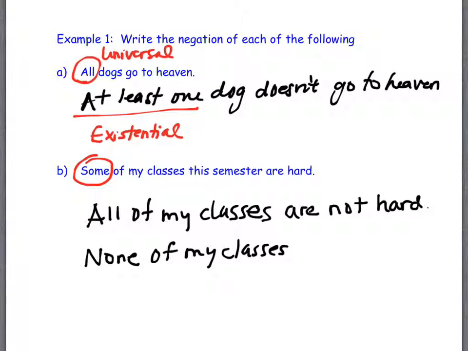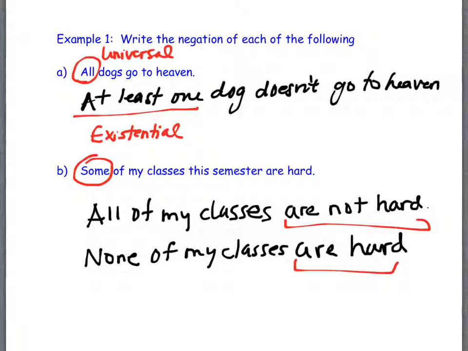If we chose to say none of my classes, what would we end with? None of my classes are hard. So notice the ends of these are different, right? Because the beginnings were. They have to be. And they have to be the opposite of what we were trying to convey, the opposite information that we were trying to convey with the original statement. So, all of my classes are not hard, or none of my classes are hard.